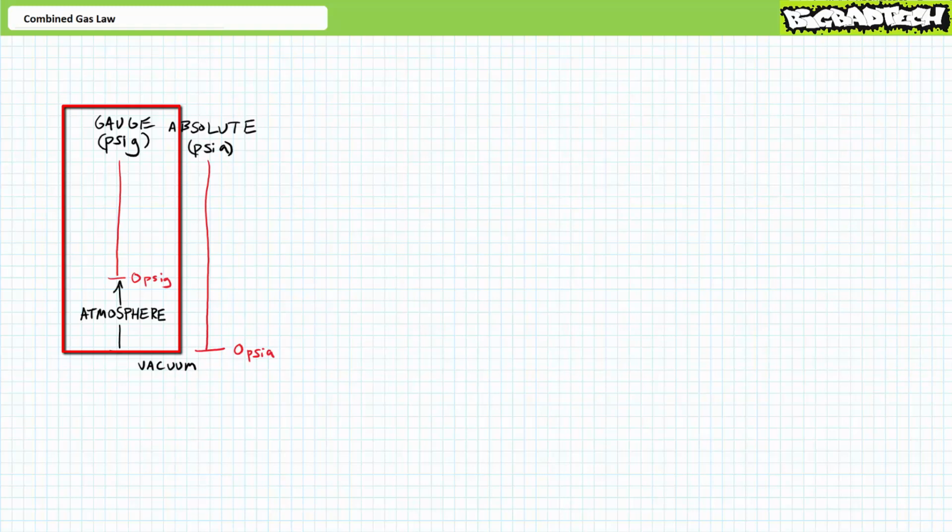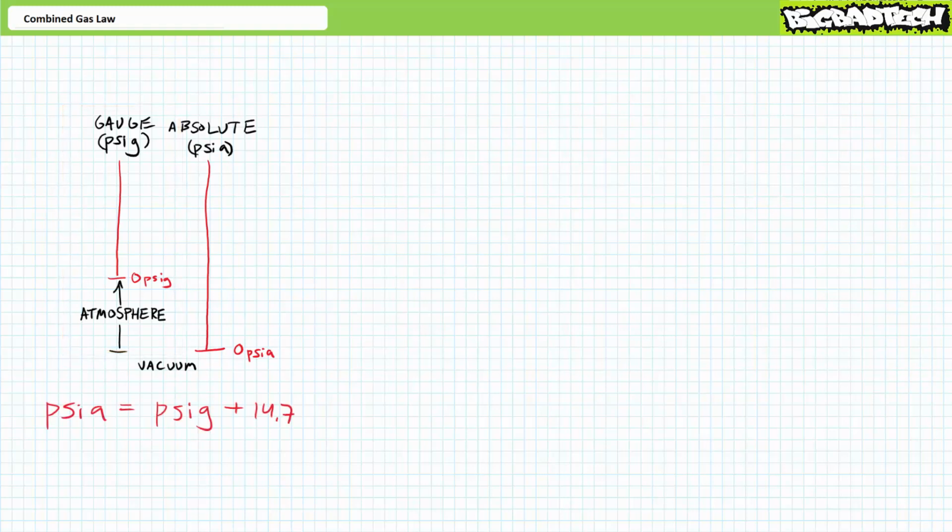0 psi gauge is actually 14.7 psi above vacuum conditions. To convert a gauge pressure to absolute, one must add 14.7 psi. Unless specified otherwise, one can always assume any measurement in pure psi is a gauge measurement. Pressure using the absolute scale is specified using psi-A, standing for psi absolute.